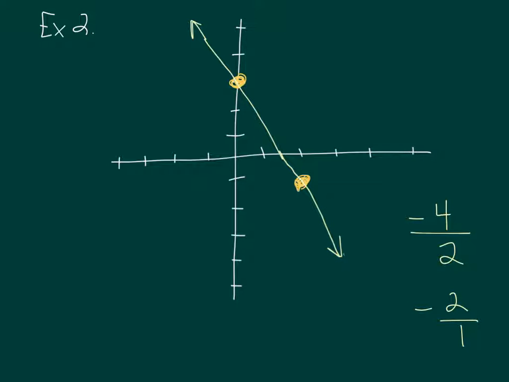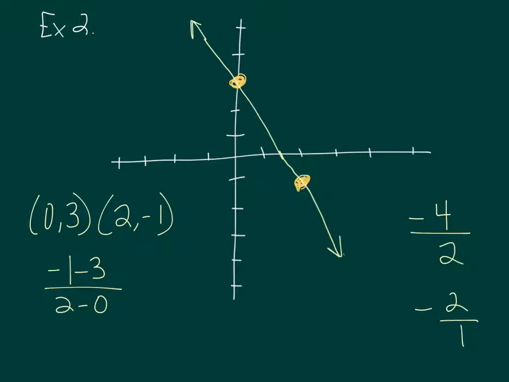Now again, I can write down my points, and my points here are at (0, 3) and (2, negative 1), and do my math. So I get negative 1 minus 3 over 2 minus 0, and I get negative 4 over 2, which is negative 2 over 1. Both methods work, whatever your preference when you're given a graph.